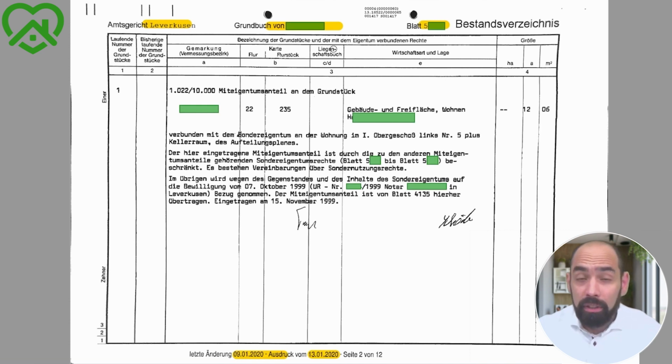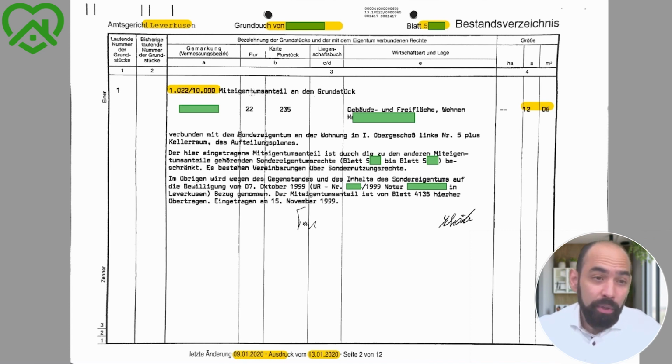Now, as a landowner, as a property owner, you'll find a couple of useful pieces of information here on this inventory page. First couple of things: what kind of share of the plot do I really own? In this case, I own an apartment, and the owner of this particular apartment owns 1,022 shares out of 10,000 of a plot which is sized 1,206 square meters.